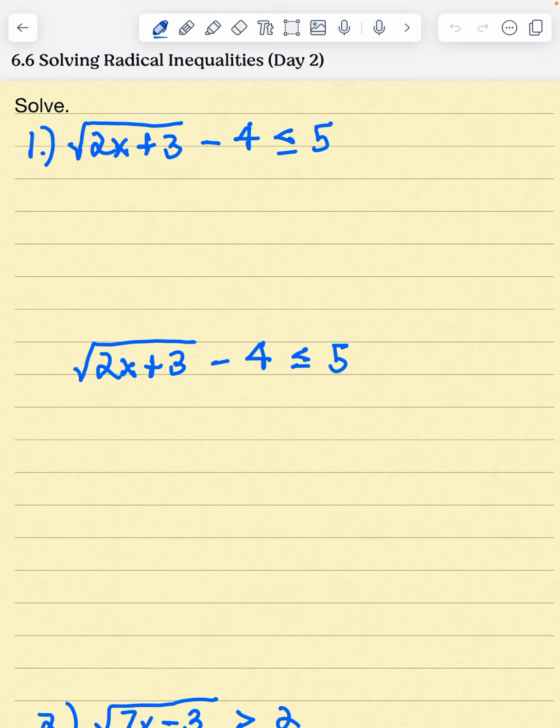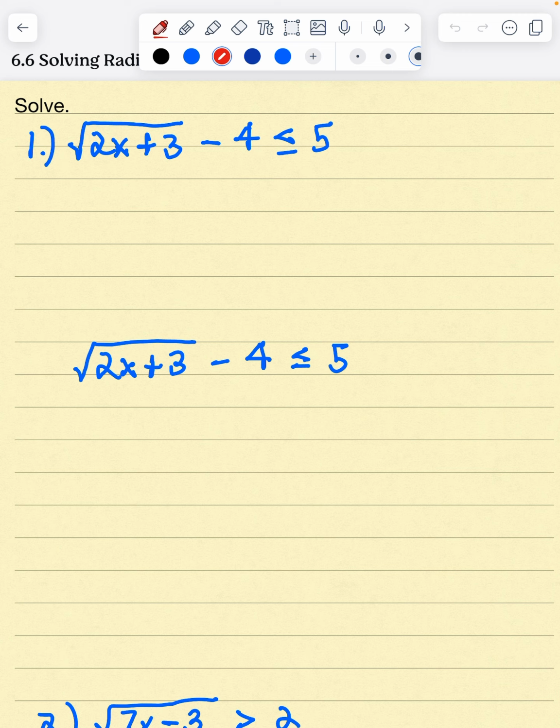We'll then solve the inequality algebraically and then compare the values that make the radicand non-negative with our solution and combine those two. So let me show you what I mean.